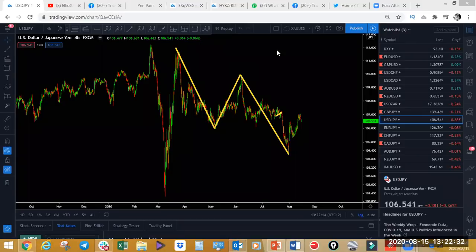because we were looking at that structure, the 3-wave correction. We started with an impulsive move to the upside. That's the impulse. Now we're looking for that impulse to continue in the prevailing direction of the trend. Is that going to happen, or are we going to get one more down? If we get one more down, that means we're going to have WXY, XZ on this part.